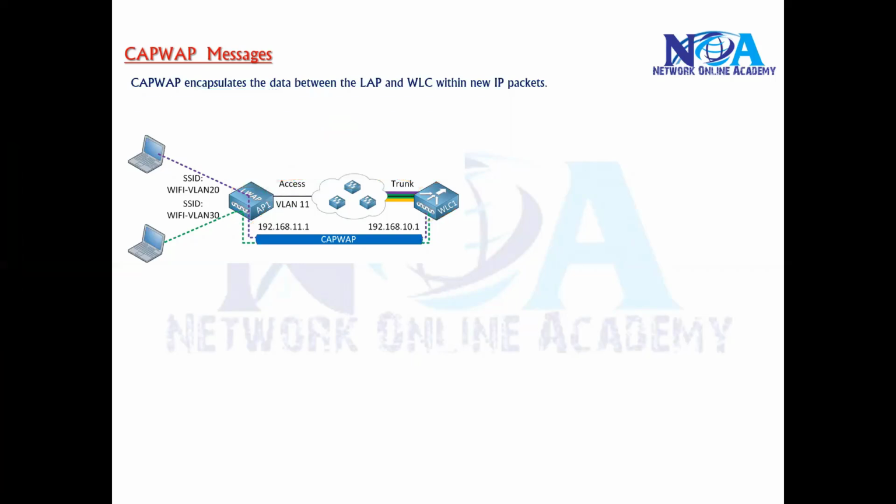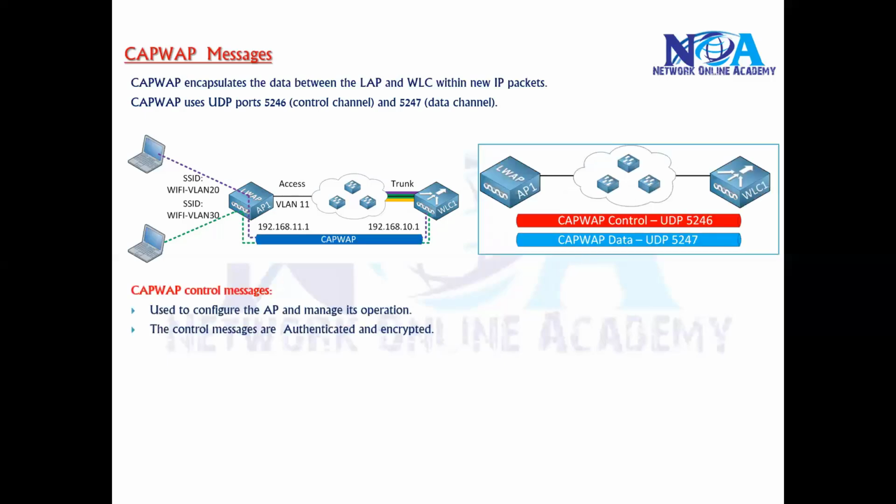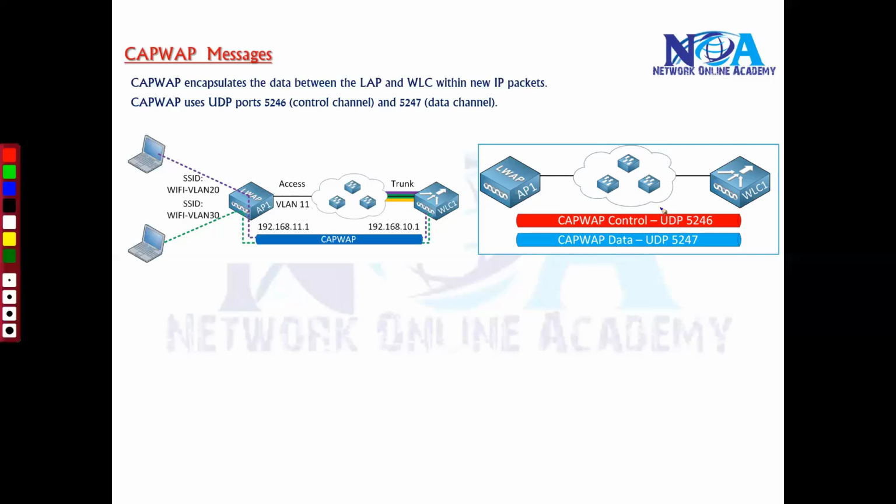Now, one more thing we need to understand is that CAPWAP uses two separate tunnels. So again, CAPWAP actually consists of two separate tunnels. One is for the control information or control messages, and another is for the data information, so the actual data goes over a separate tunnel. So they use different ports. The control messages use UDP port number 5246, and your actual data uses a different port number, UDP 5247.